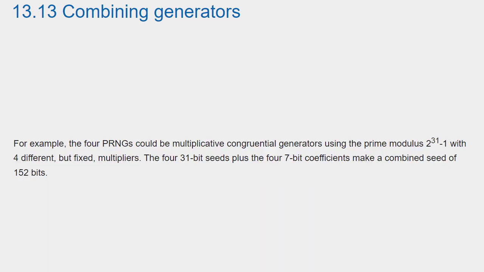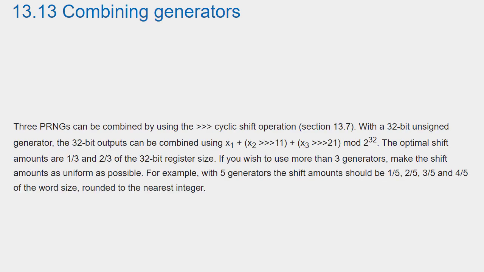For example, the 4 PRNGs could be multiplicative congruential generators using the prime modulus 2^31 − 1 with 4 different but fixed multipliers. The 4 31-bit seeds plus the 4 7-bit coefficients make a combined seed of 152 bits.